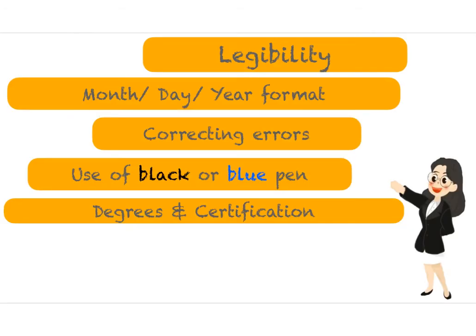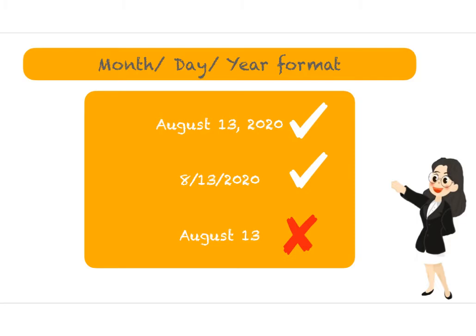Another thing is the month, day, year format. Okay, so the first example is a correct entry. So it's complete. It has the month, it has the day, and the year. Okay, could also be in numerical format.